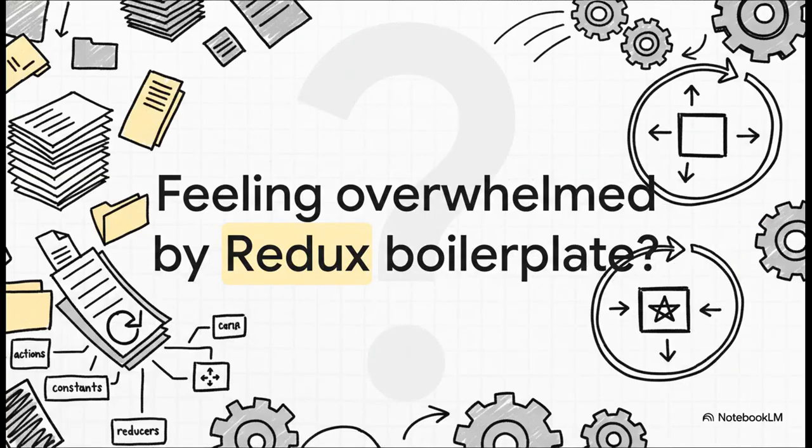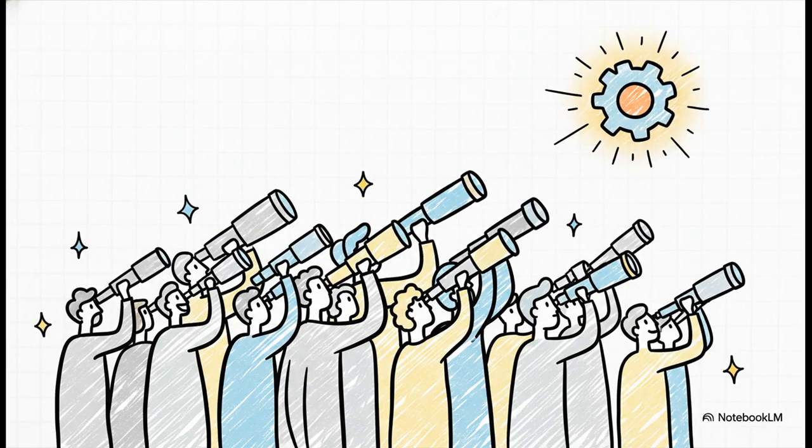Does this look a little too familiar? You've got endless files for actions, then more files for reducers, and oh, don't forget the constants, all just to manage one little piece of state in your app. It's a super common frustration for developers who feel like they're spending way more time writing setup code than actual features. And yeah, if that felt a little too real, you are definitely not alone in feeling that way. The entire React community has been on this quest, searching for a more streamlined, less painful way to handle global state. And for a lot of people, that search has led them to a really interesting solution.